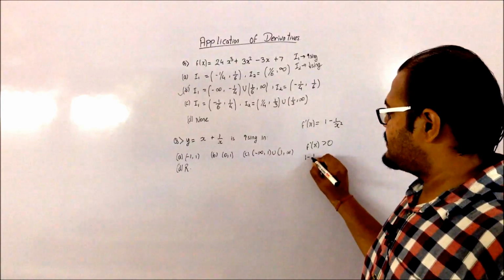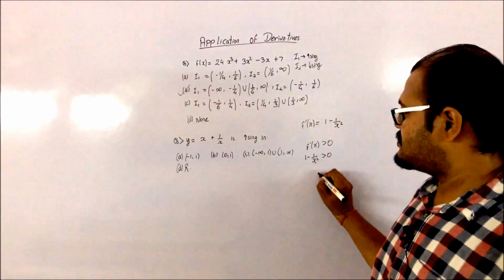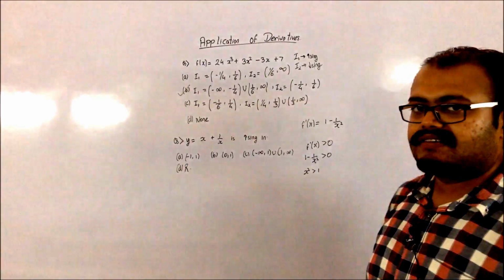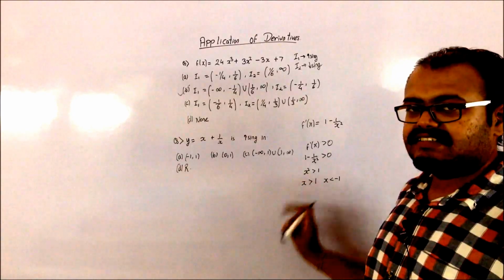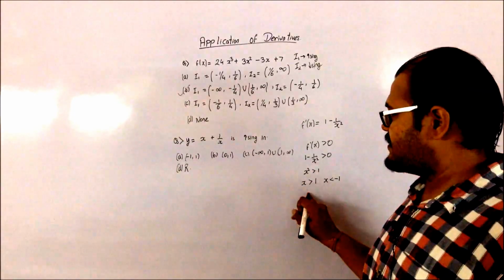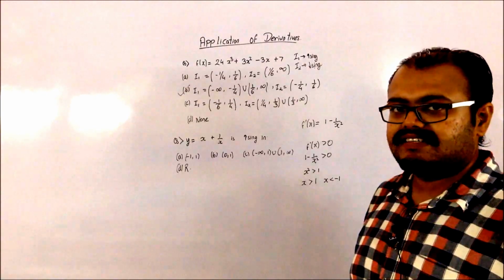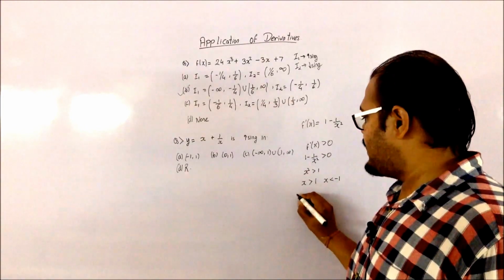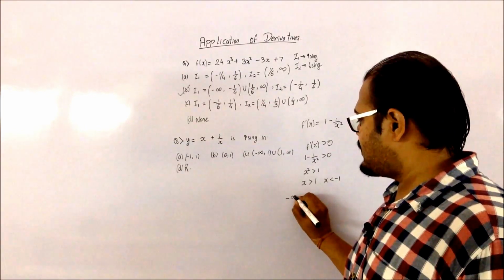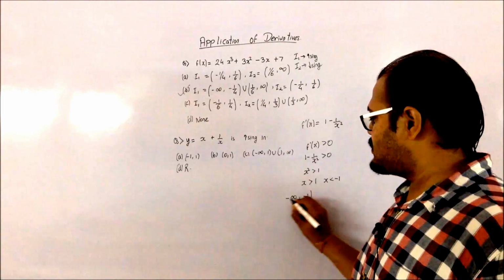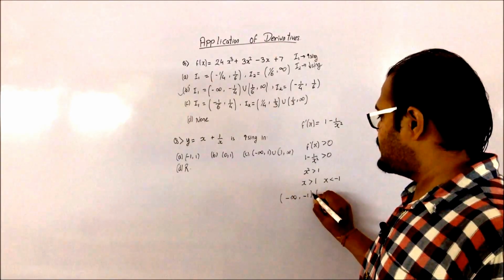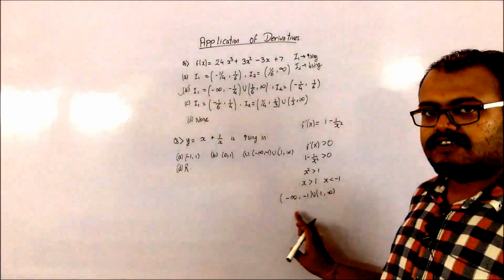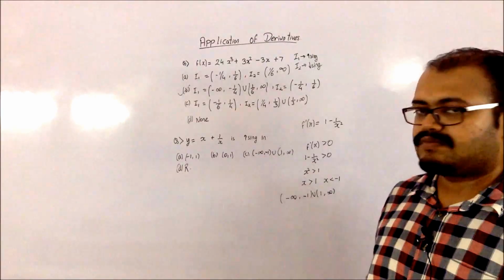So 1 minus 1 by x square should be greater than 0. So x square should be greater than 1. That will give me x greater than 1 or x less than minus 1. So x should be in the interval minus infinity to minus 1, union 1 to infinity. If you look at the options, it is going to be option C.